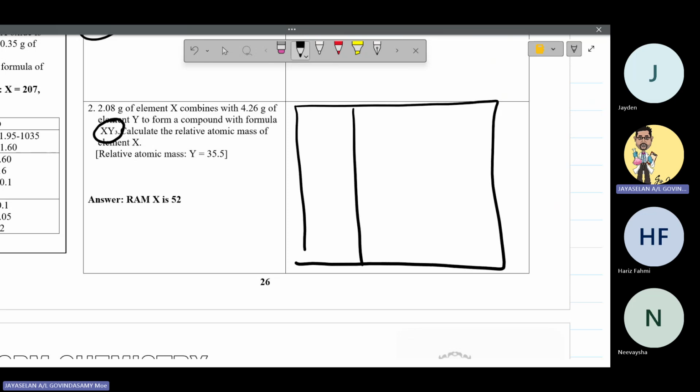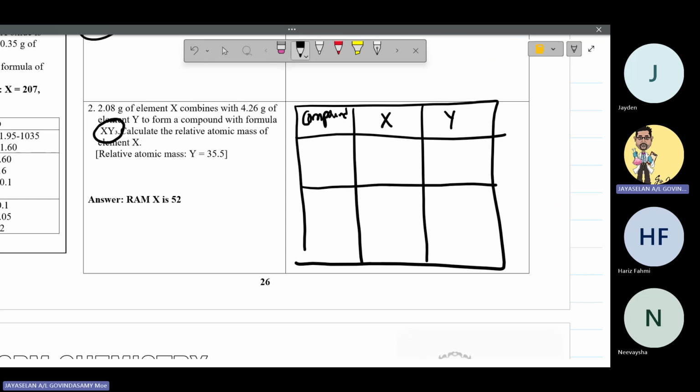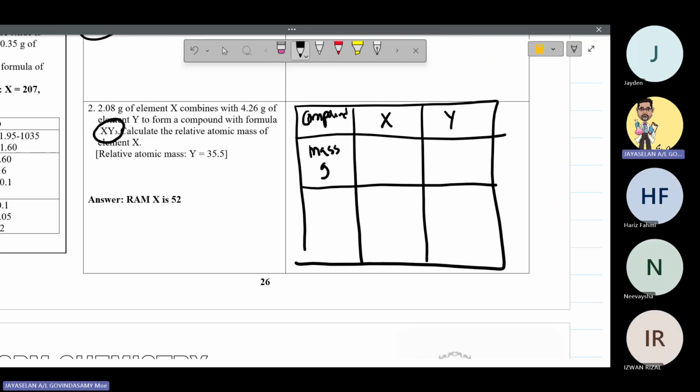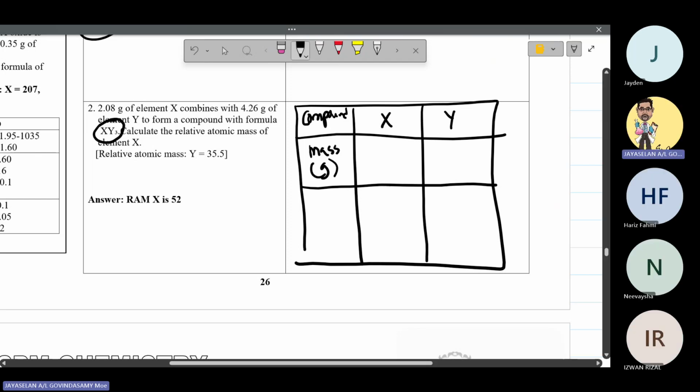Okay, after doing the table, you put the elements. So the compound contains what elements? The compound contains element X and element Y. Okay, mana yang lain? Okay, so you do what? First step, you all put your mass, in grams.